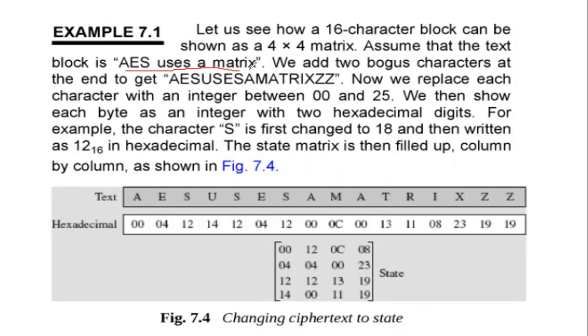If we map this plain text into 128-bit size, then we require a minimum of 16 characters. 16 times 8 is 128 bits. So in AES the block size must be 128 bits. Here the total number of characters in the given plain text is 14, so we need to add 2 extra bogus characters. In this example we use ZZ as the 2 bogus characters. So now the total characters are 16, and now it is 128 bits.